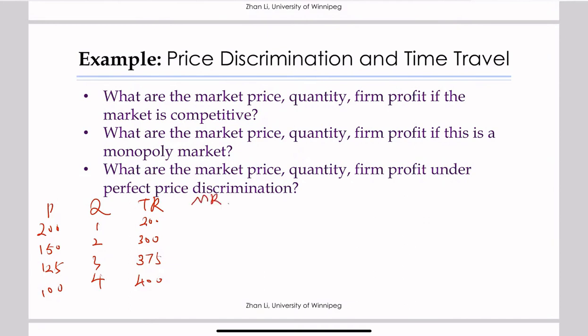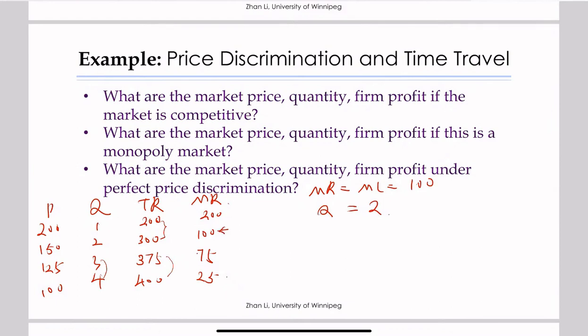Now, what is marginal revenue? So at quantity of 1, marginal revenue is 200, right? And then at quantity of 2, it's 100. It's essentially the difference between 200 and 300. And next, at quantity of 3, it should be 75. At quantity of 4, total revenue is 400. So basically, when you increase from 3 to 4, you get an additional $25. So it's 25. We want to find a quantity at which marginal revenue equals marginal cost, which is 100. So the quantity we should choose here is obviously 2, right?